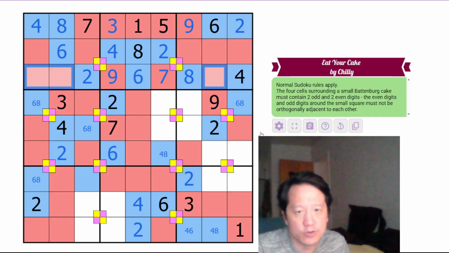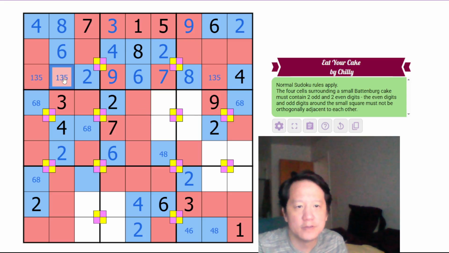Remaining digits of row 3 are 1, 3, and 5. This can't be 3 because of 3 in the column.